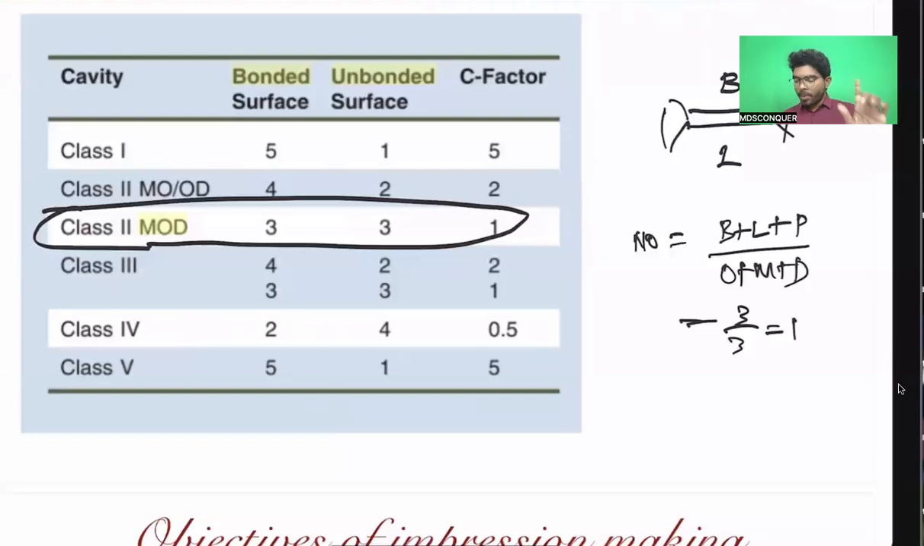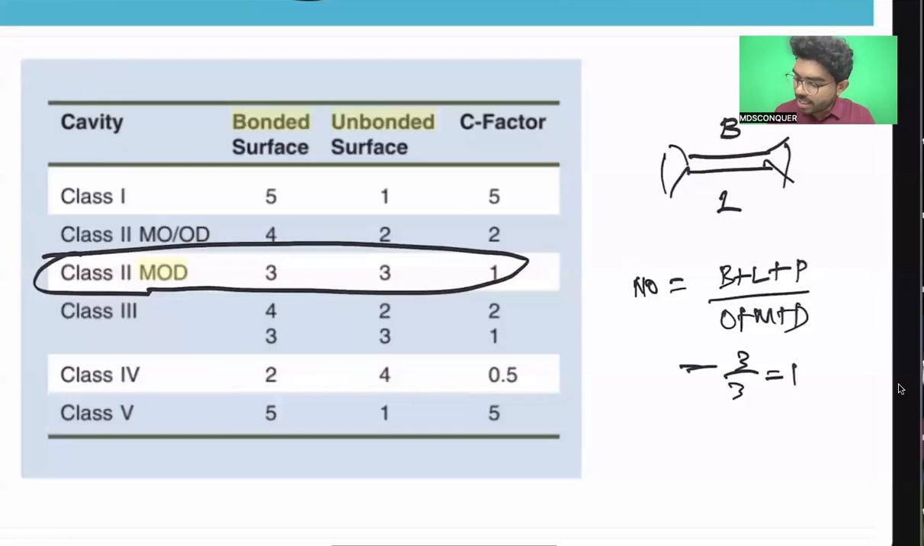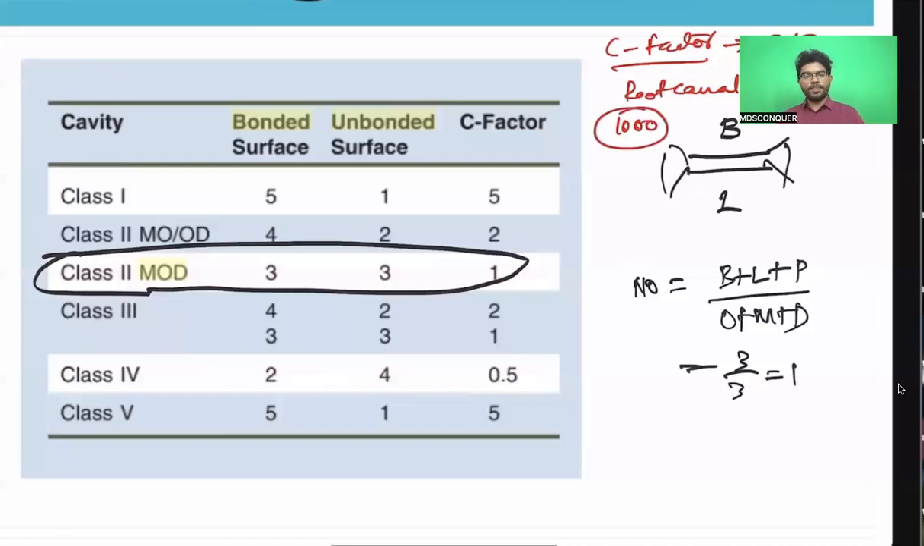And I want you to add one more important point about C factor. In classes, it will be highest for class 1 or class 5. But normally, it is going to be highest for root canal filling, because root canal filling is going to have only bonded surfaces, not unbonded surfaces. Few textbooks clearly mention that the C factor is highest for the root canal filling material, because the bonding concepts also came into the root canal system. It is around 1000.